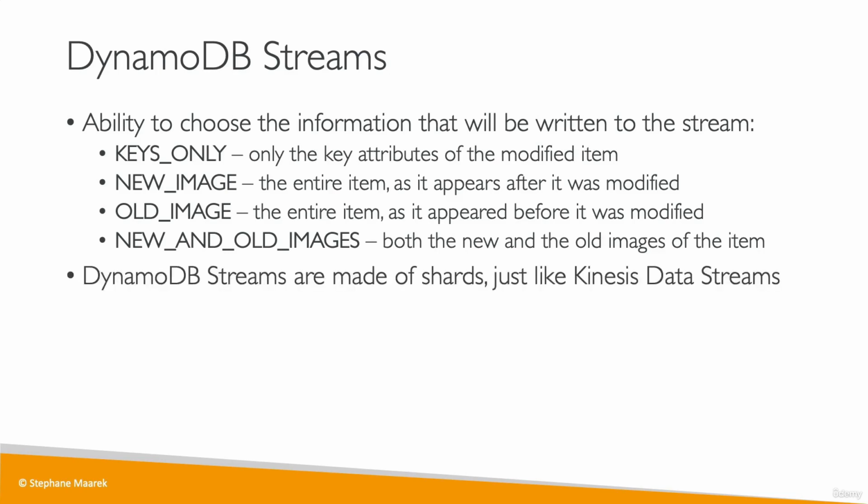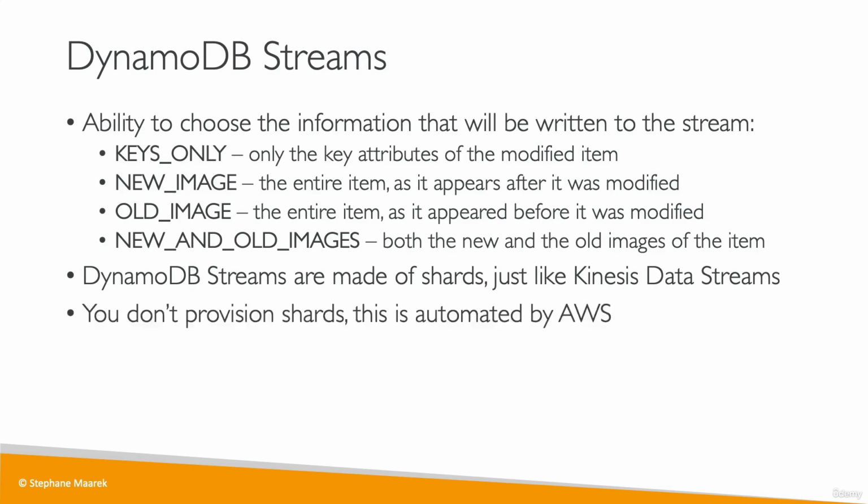Now, DynamoDB streams are made of shards, just like Kinesis data streams, so they're very, very similar, and this is why the Kinesis client library works against both DynamoDB streams and Kinesis data streams. So the cool thing about DynamoDB streams, though, is that we don't have to provision any kind of shards. This is done automatically by AWS, so it is really a hands-off approach.